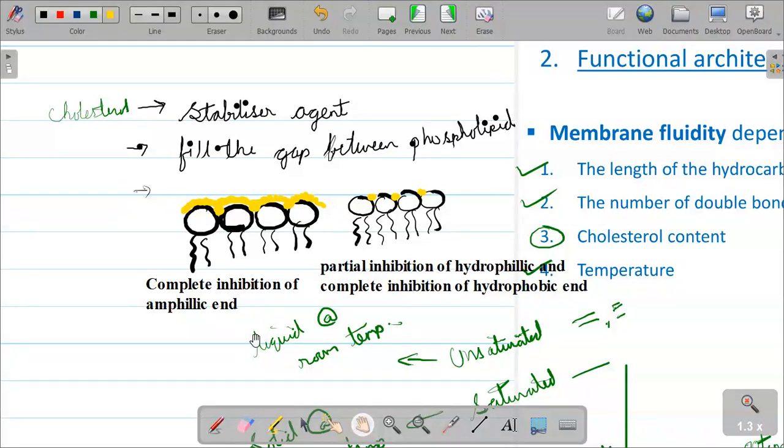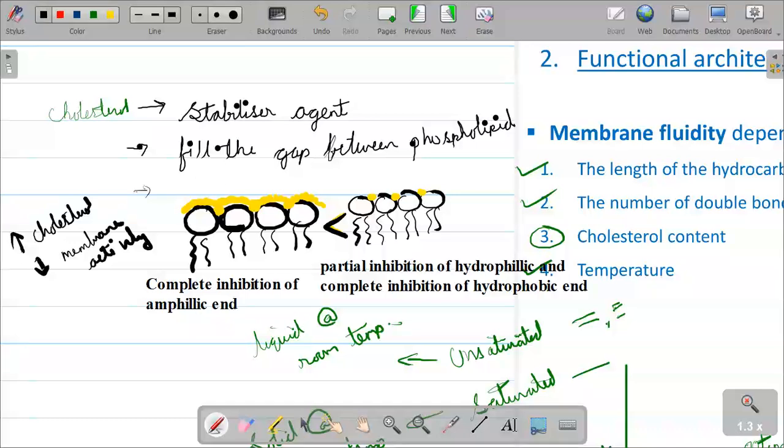In the second case, partial inhibition, it will be faster, sir. So here it will be faster, there it will be slower. Therefore, an increase in cholesterol will decrease the membrane activity. Do you agree with this?